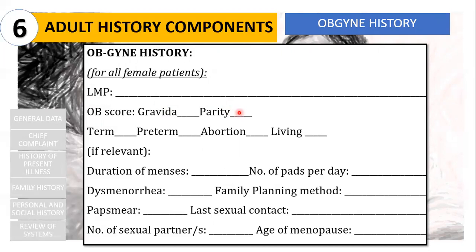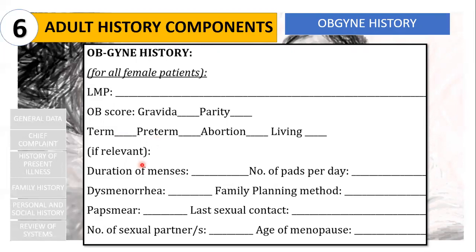And then aside from the OB score, we also have a mnemonic, the TPAL. T for term, P for preterm, A for abortion, and L for living. Term births are those from 37 to 41 weeks age of gestation, while preterm births are from 20 to 36 weeks AOG.